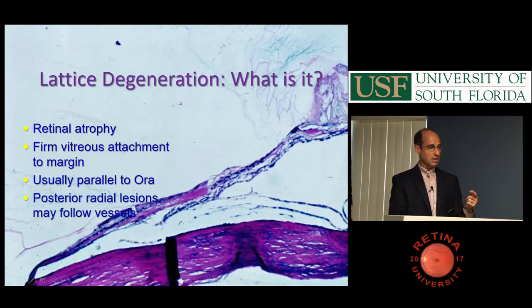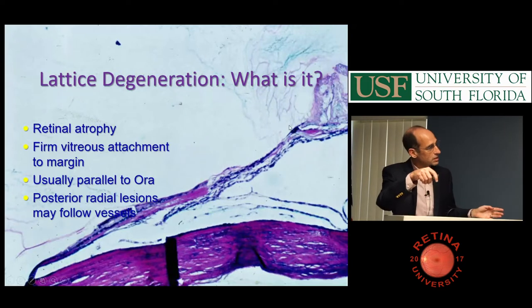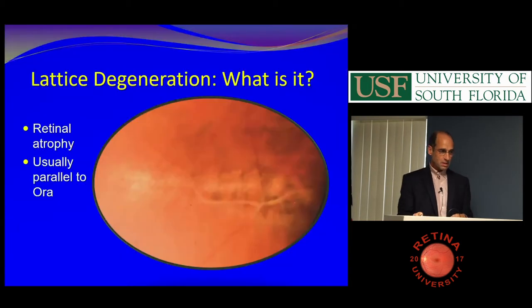So lattice degeneration is an area of retinal atrophy where the vitreous attaches at the periphery of the lesion. It's usually parallel to the ora, but it can be radial. What you're seeing in this, the vitreous is this green stuff up here. So that's the lattice, and that's the vitreous attaching to the lesion here and here. And that's the lattice degeneration in the middle. So it's different from paving stone.